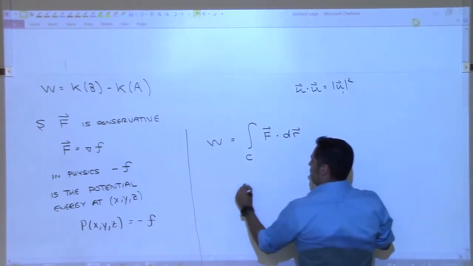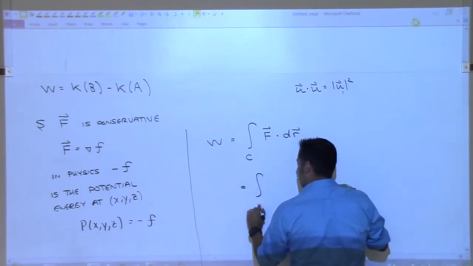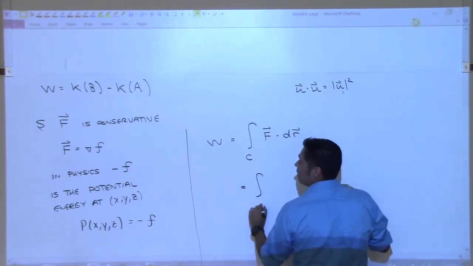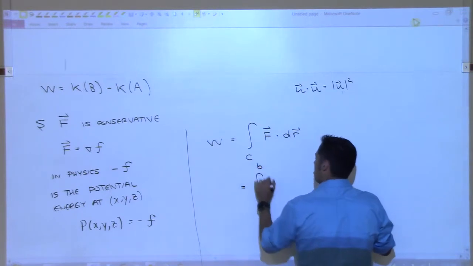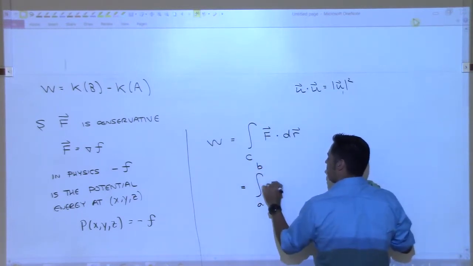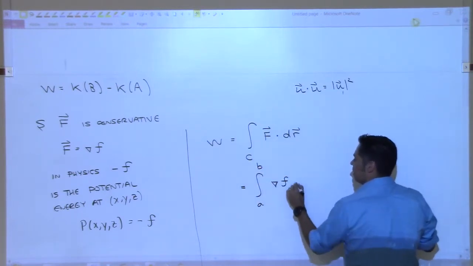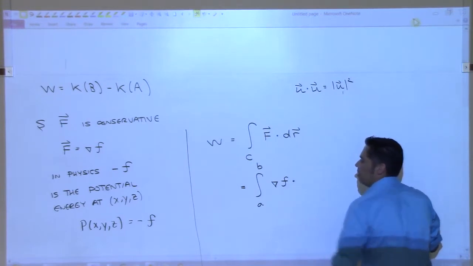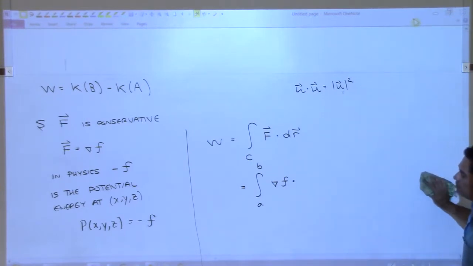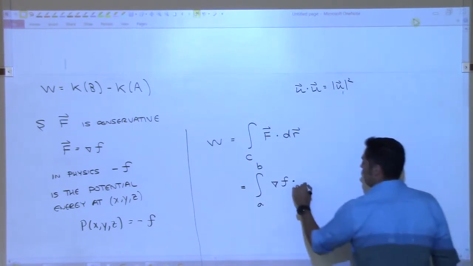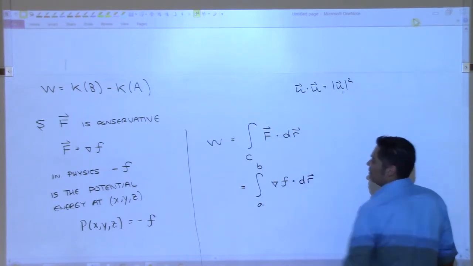This is the gradient of little f. So this is the line integral, let's go from A to B, of the gradient of little f dotted with dr. So what's dr? Well, we don't really even need it, actually. Let's see if someone can figure this out.